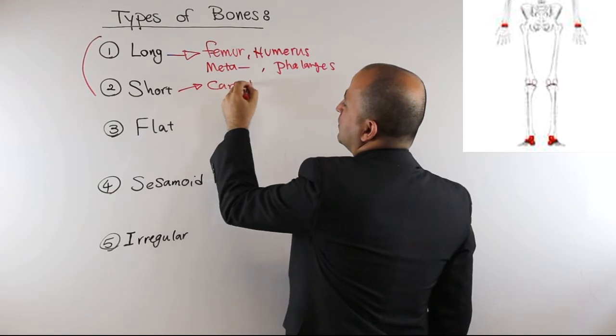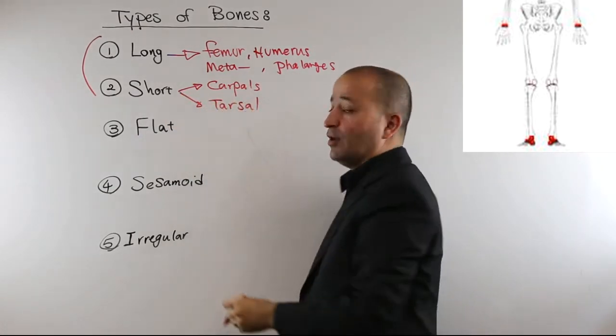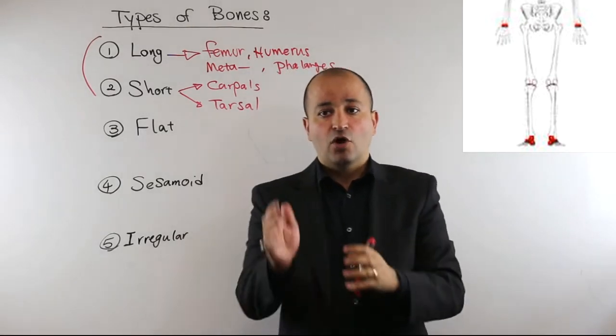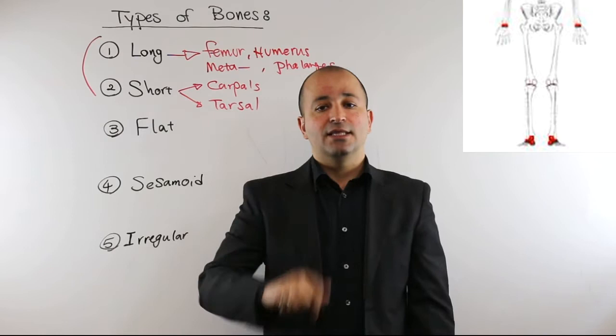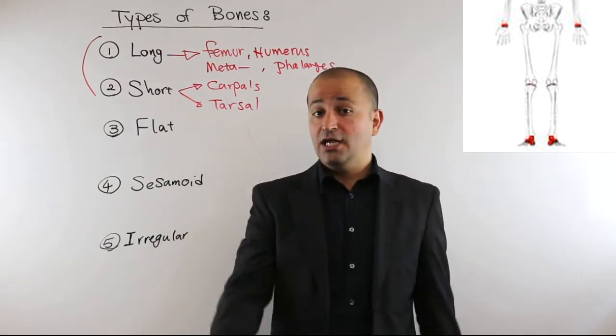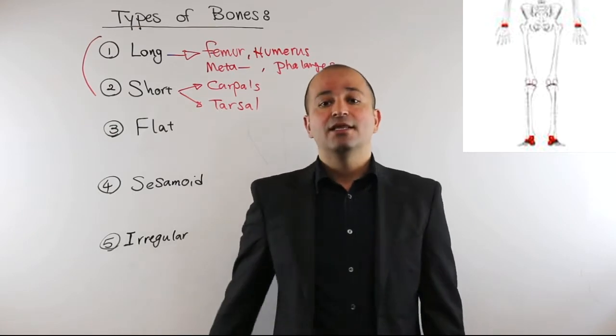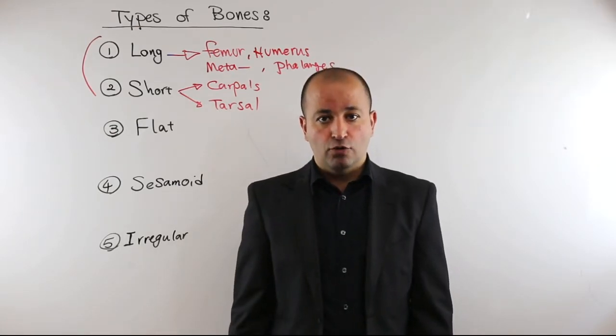Carpals and tarsals. Carpals are where? Carpals are here. Tarsals are where? Tarsals in the foot, in the ankle area. These bones, the majority of them, I will tell you there is one little exception. These are considered short bones.